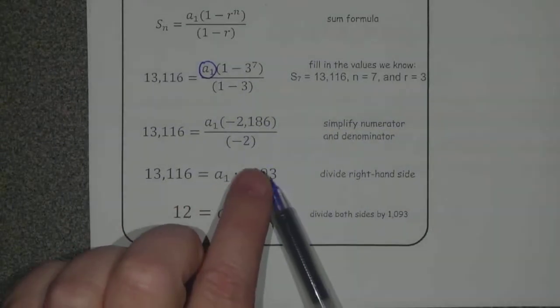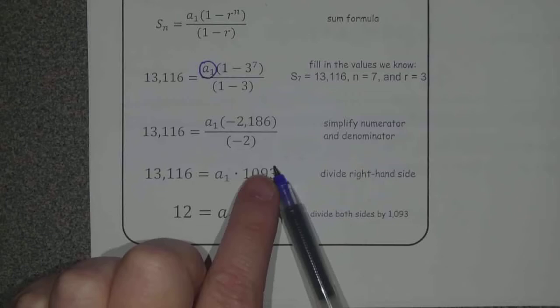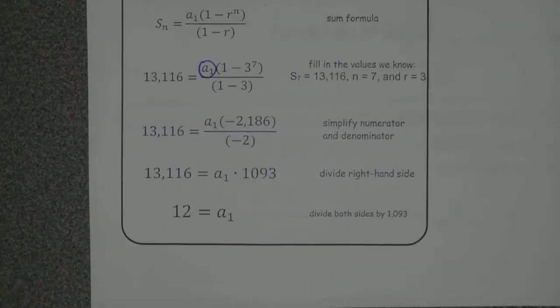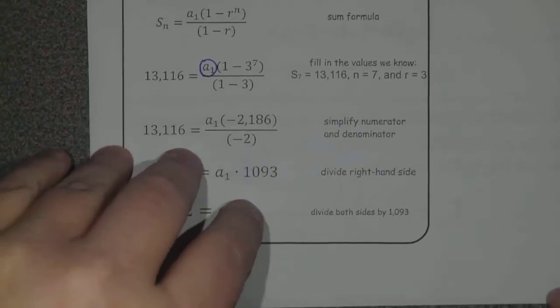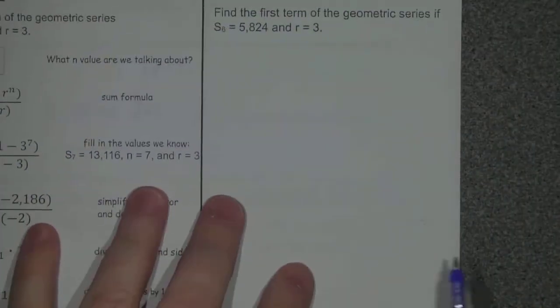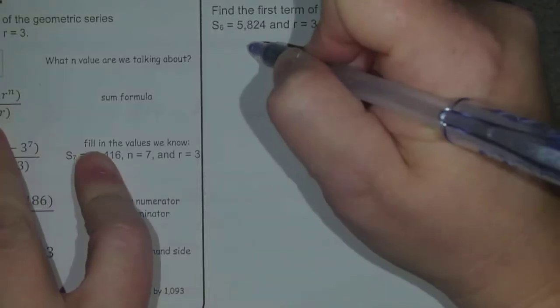Then to get the A1 by itself, if it was times by that, you would have to divide it to the other side to find your first value. So again, we're going to do an example of our own just like that, where we're looking for the first term instead of looking for the sum. So the very first thing I'm going to do again is write down that formula so we don't get confused.